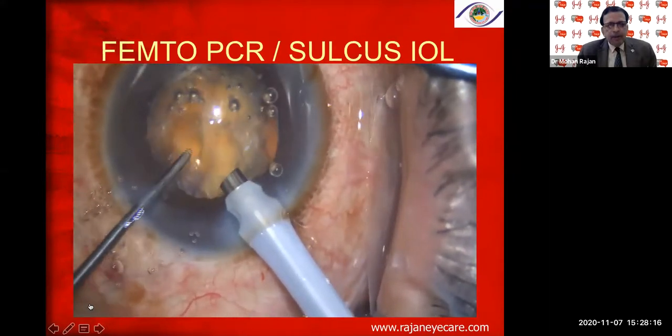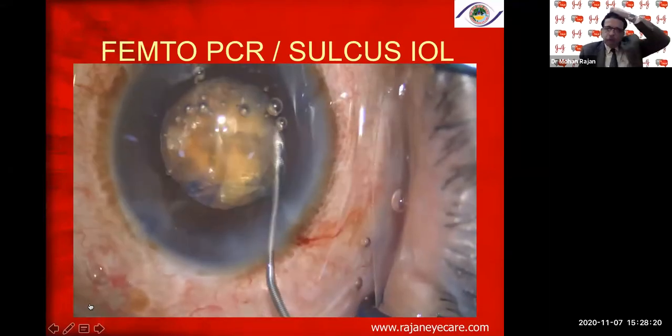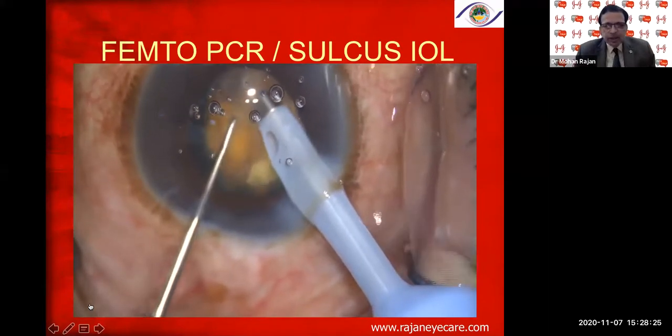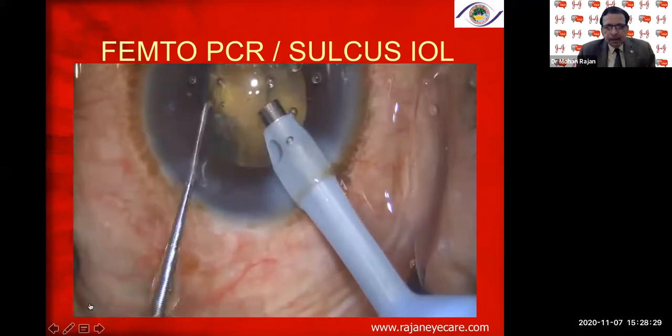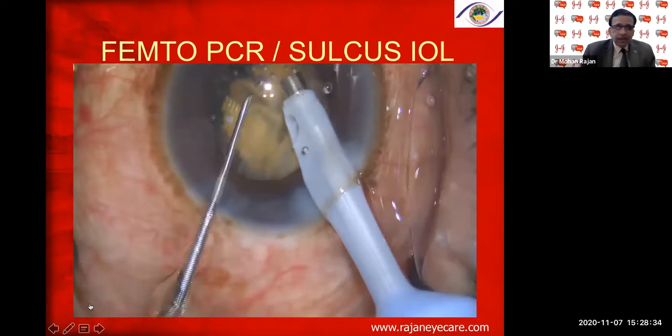The problem in the FEMTO cataract is you have to be very careful. This is one of the initial cases of my FEMTO. You can see here, because the gas bubbles already do some hydrodissection, and pneumodissection is already there. I went ahead and did this very, very hard brown cataract. The pupil is also not dilating very much.